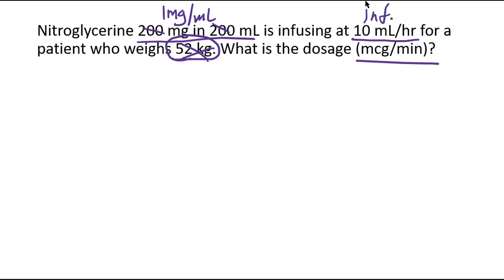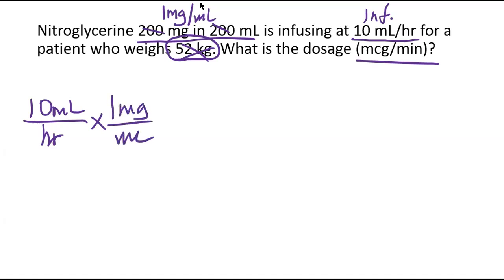Okay, this is the infusion here, and that's going to be 10 milliliters per hour. Okay, this is per hour. Okay, and then we have what we have. We have milligrams per mil. So let's flip that, or actually we don't have to flip that. That's 1 milligram per ml. We can cross out that and cross out that, and now we've got 10 milligrams per hour.